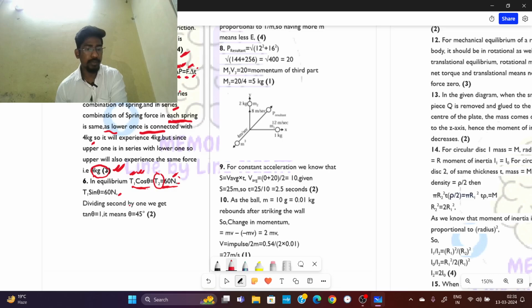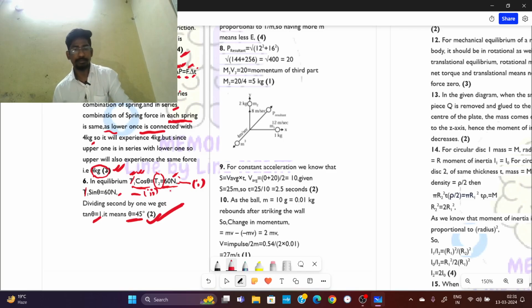Right? So if this is equation 1 and this is equation 2, and we divide these two equations, T1 cancels out. Sin theta by cos theta is tan theta. Tan theta equals 60 by 60, which is 1. As we know tan 45 degrees equals 1, therefore theta is equal to 45 degrees. That means option 2 is correct. Now moving on to the next question.